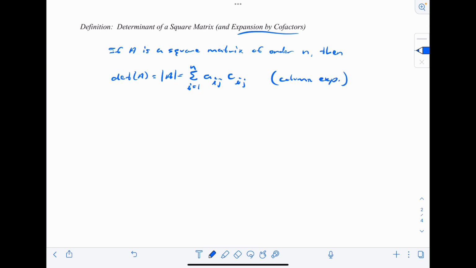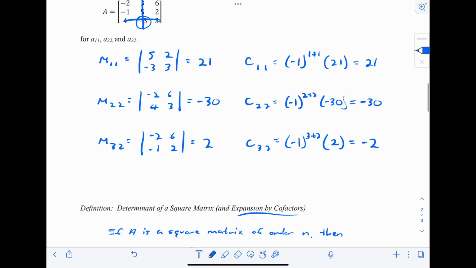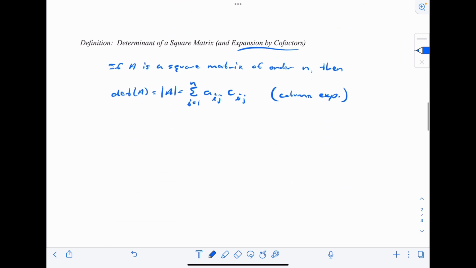So you pick a column in the matrix, and for every entry in that column, you simply go through this process that we described of finding the cofactors for all the entries in that column. You multiply those cofactors by the corresponding entry, add them all together, and that's your determinant. Now we can also do this with rows.